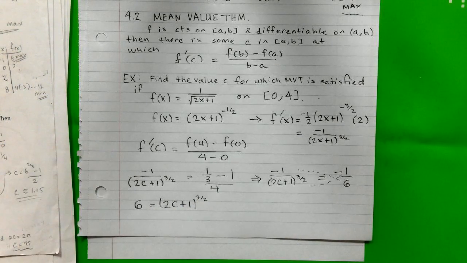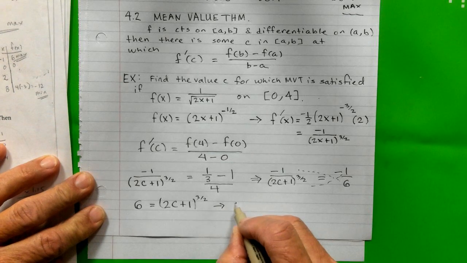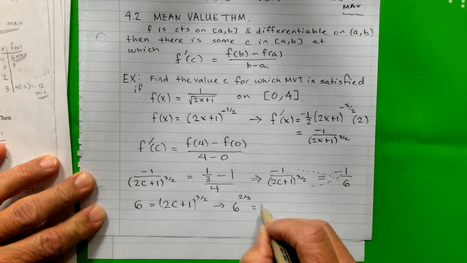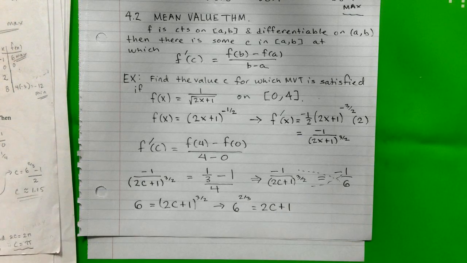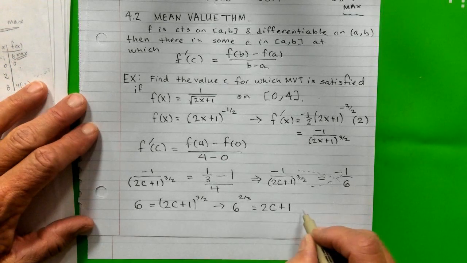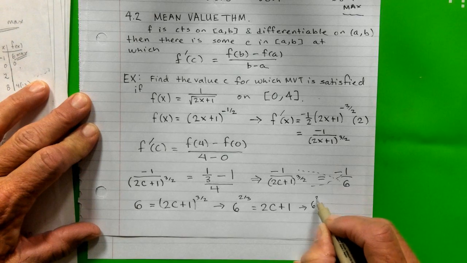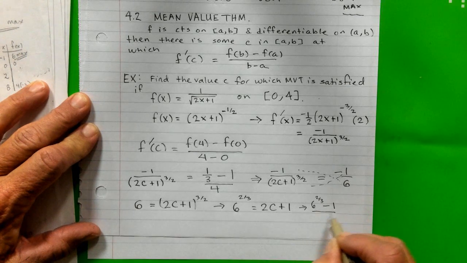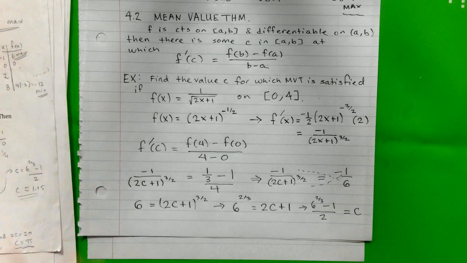And here's where the goofy numbers come into play. I need to dig the c out of there, so let's get rid of the power. How do I get rid of a 3/2 power? Yep, raise both sides to the 2/3 power. And so I'll have 6 to the 2/3 is 2c plus 1. We're going to subtract the 1, then divide by the 2. And so finally we get 6 to the 2/3 minus 1 divided by 2 is equal to c.